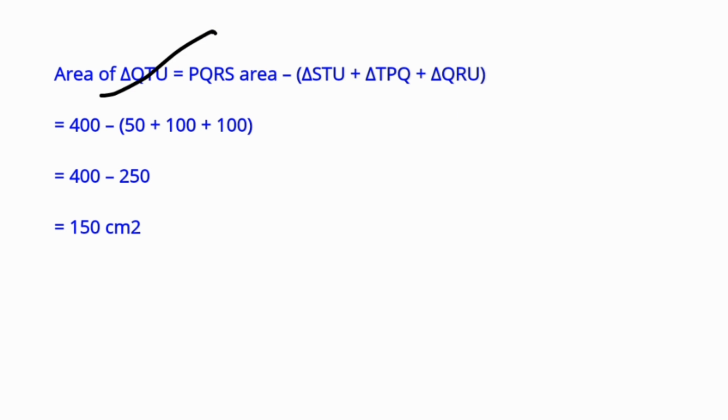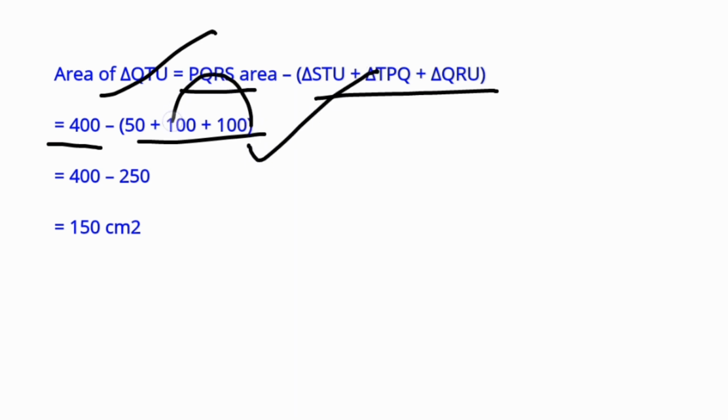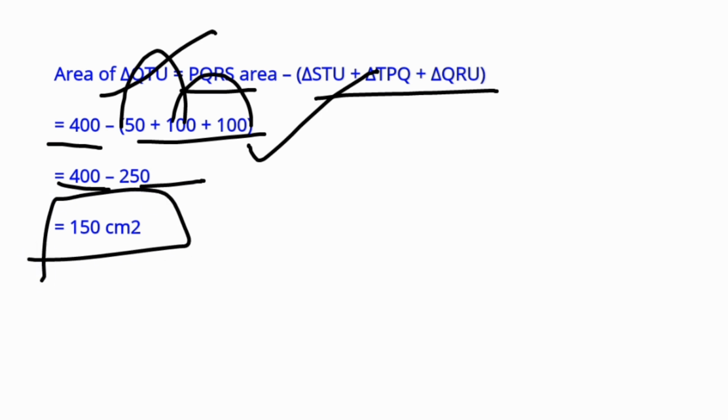Area of QTU is equal to area of PQRS minus area of three triangles. So first we'll write their value. So I have written here 400 minus area of three triangles. Now we'll add them. So 100 plus 100, 200, 200 plus 50, 250. Now we'll subtract 250 from 400. So you will get 150, which is the required answer, that is the area of the shaded region.